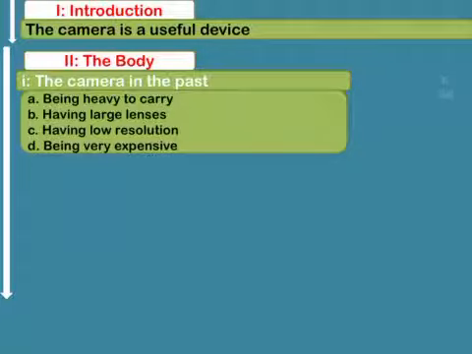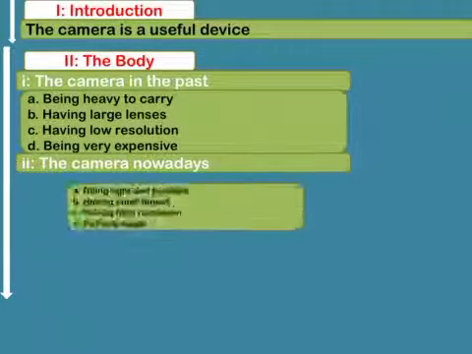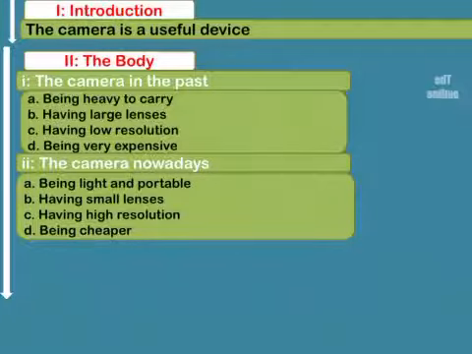You can start the supporting ideas with the gerund or the infinitive, or you can use full sentences, but these sentences should be very brief. I chose to start with the gerund, so being heavy to carry, having large lenses, having low resolution, being very expensive. The second idea is the camera nowadays, and again, don't forget the parallelism between the supporting ideas: being light and portable, having small lenses, having high resolution, and being cheaper.